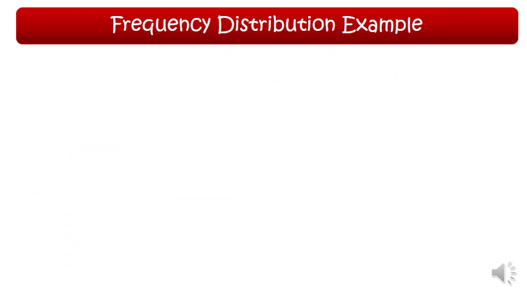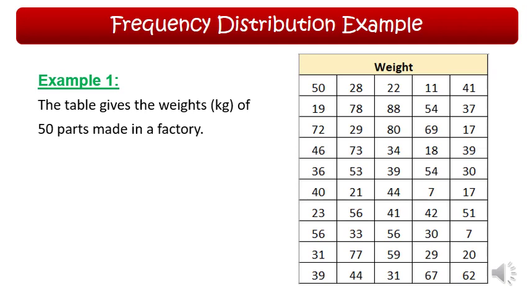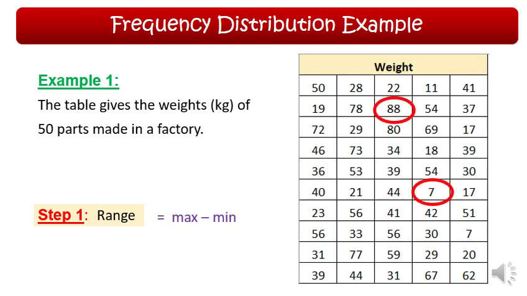So let's try an example. We have this table here, which gives us weights in kgs of 50 parts made in the factory. Here we've rounded off to the nearest kg, so we're working with just integers. Our first step will be to find the range. So we're going to need to find the minimum and maximum values. Here we'll just have to look around: 88 and 7, so our range is 88 minus 7, which is 81.